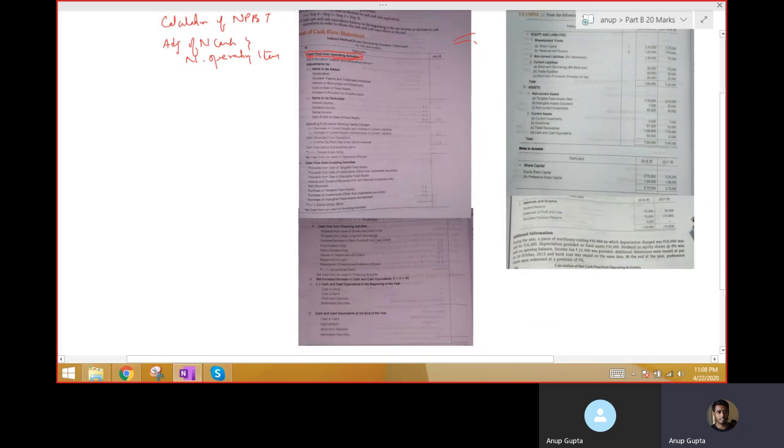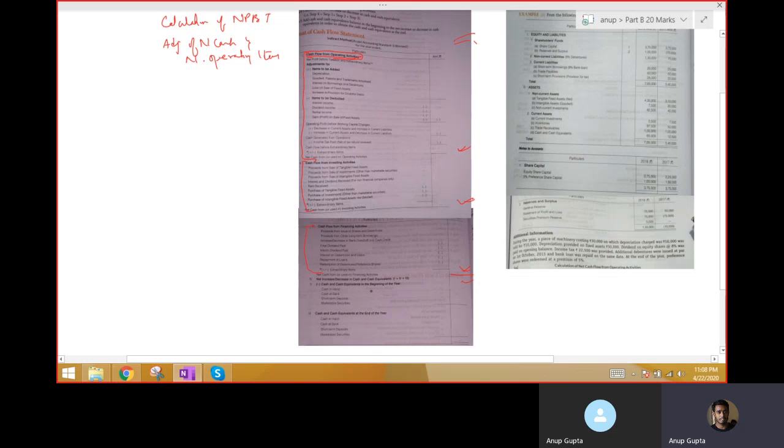Here you can see, first you do the adjustment of cash flow from operating activity and the final amount is written here. Then you find the cash flow from investing activity and the final amount is written here. And in the last, the cash flow from financing activity and the final amount is written here. We add all these three final items and write it here. That is known as cash increase if it is positive, and cash decrease if it is negative.